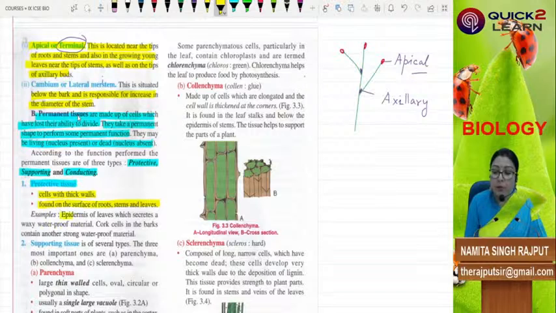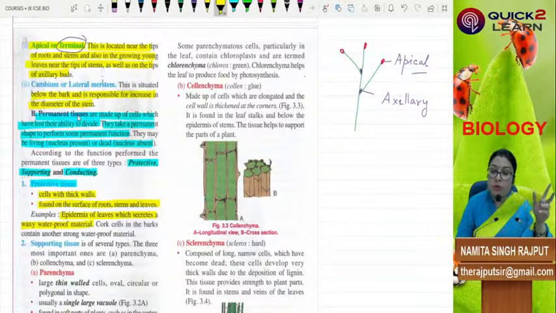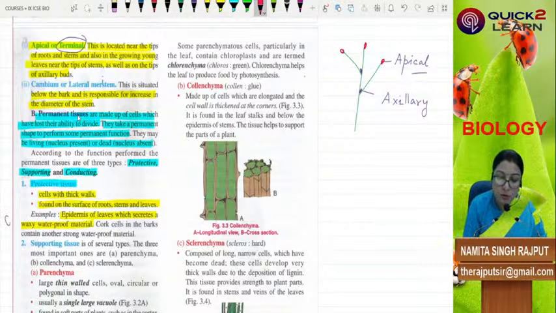Example, epidermis of leaves which secretes a waxy waterproof material. You must have seen certain leaves which have a waterproof waxy coating on their surface, which is also known as cuticle. We call it cuticle. And it is present in which kind of plants?